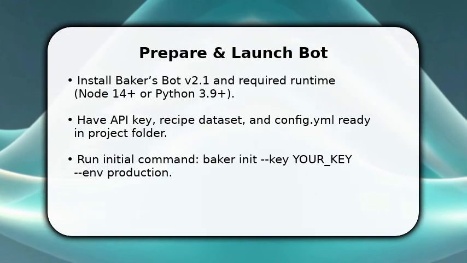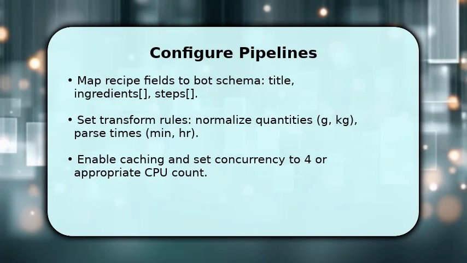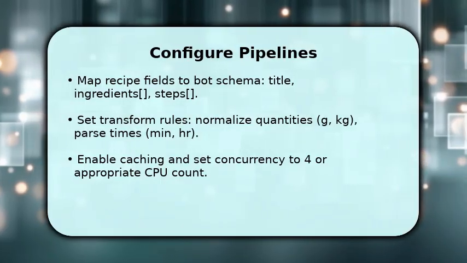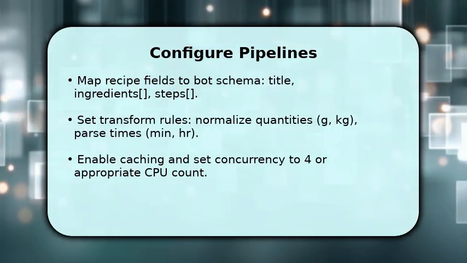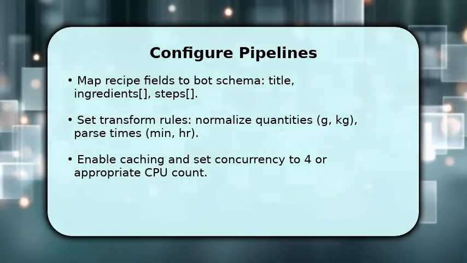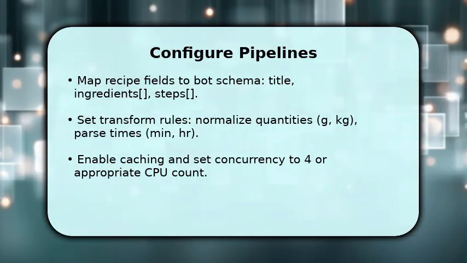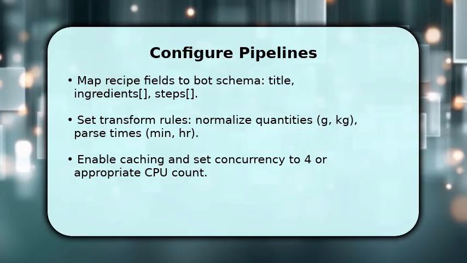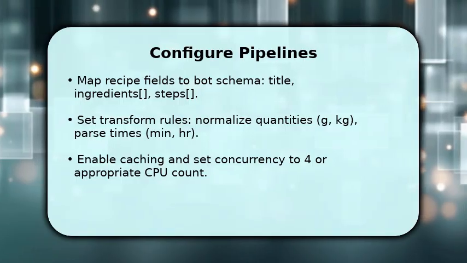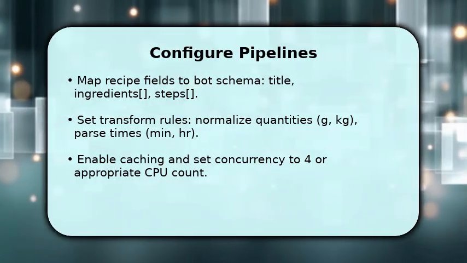Now configure the processing pipelines so the bot understands your recipes. You map fields from raw input to Baker's schema and add transform steps to normalize units and times. Once mapping is stable, add validation rules to catch missing ingredients or impossible temperatures. Make sure to enable caching and set concurrency according to CPU cores to speed up batch runs.